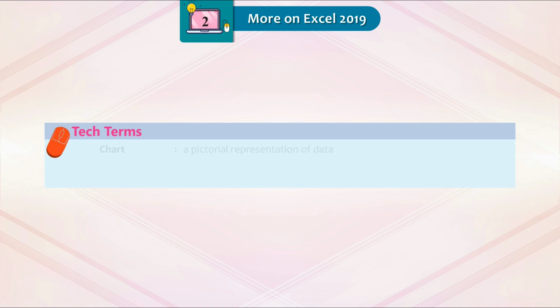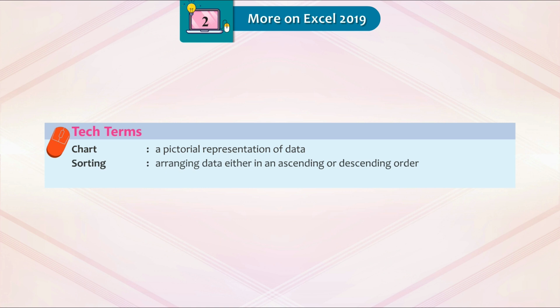Tech terms. Chart: a pictorial representation of data. Sorting: arranging data either in an ascending or descending order. Data validation: a feature to restrict the cell entries within a specified range.